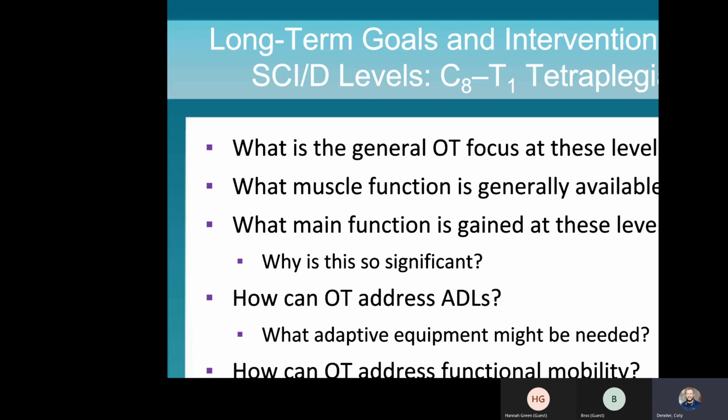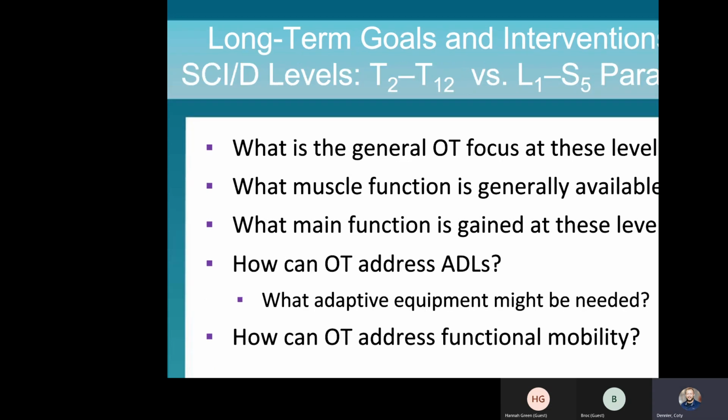Let's see. So the C's. From T2 to S5 is considered paraplegia. C8 and T1 is still in that tetraplegia range, so you've still got some involvement in all four. But from T2 to S5 is considered paraplegia. All right.